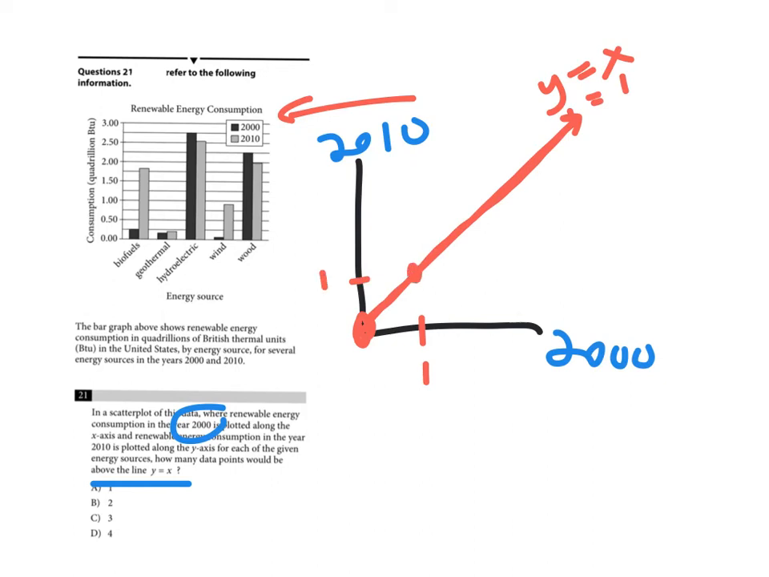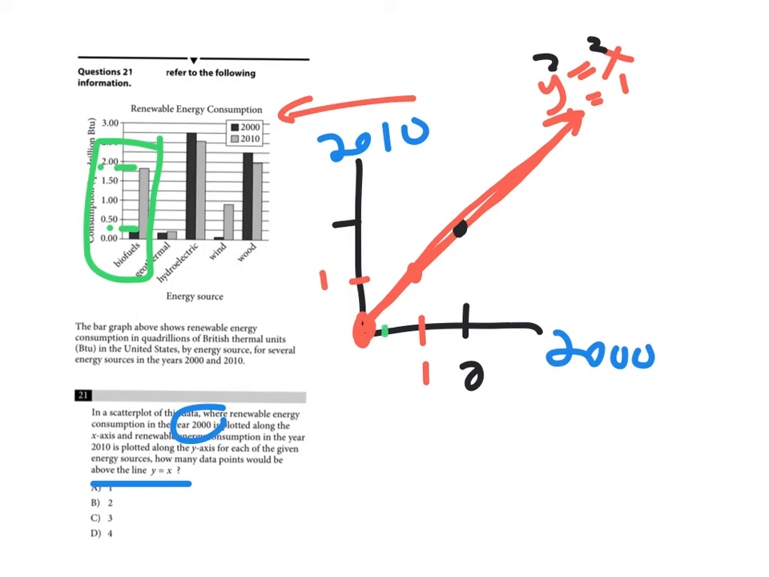At the point 2 for x, y is also going to be 2. So this red line here represents the line y is equal to 1. Now let's make a scatter plot of what we have going on here. For the biofuels, in the year 2000, it looks like we're about 0.25, and in the year 2010, we're up to about 1.75.